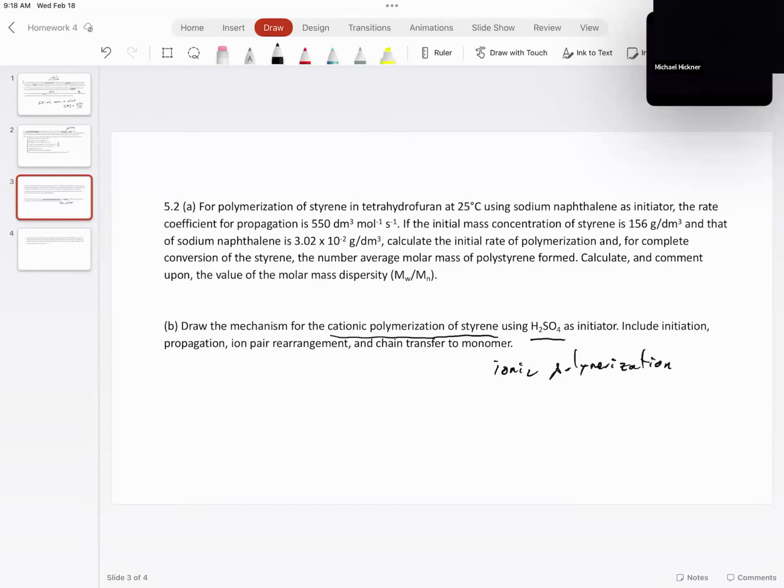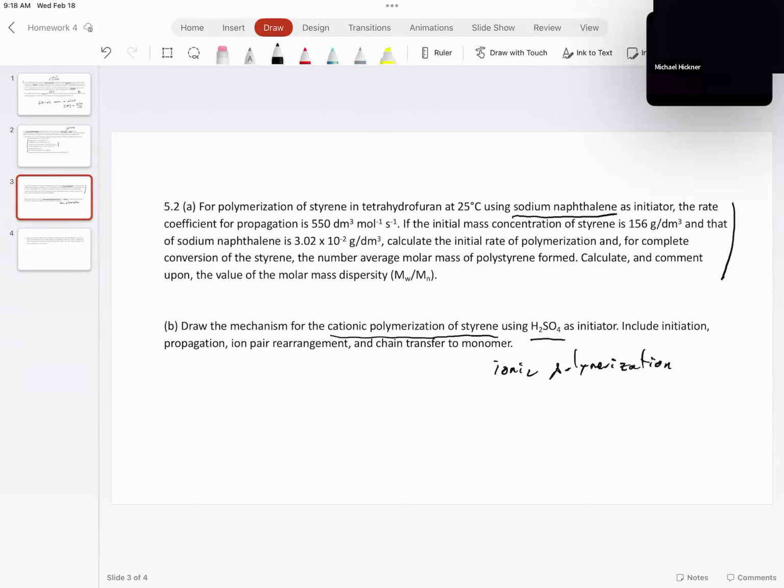So this will get you used to drawing some of those structures. And then this is a special living polymerization problem. We're going to be using sodium naphthalide as the initiator. And this is just in the next part of the notes in anionic polymerization.